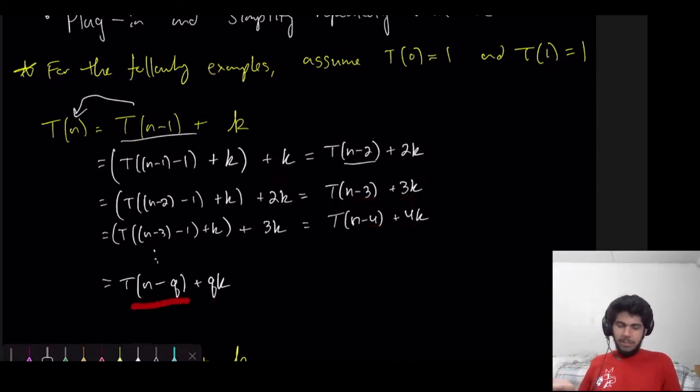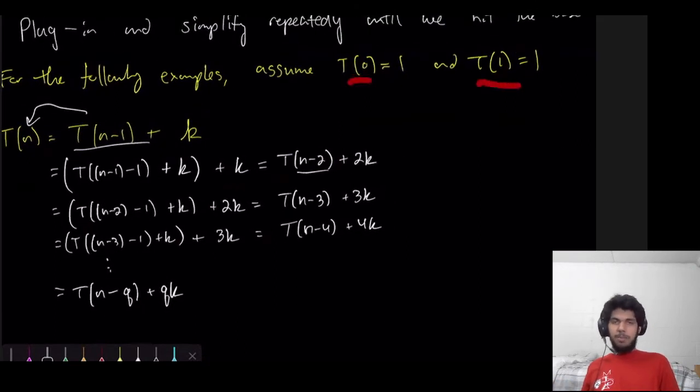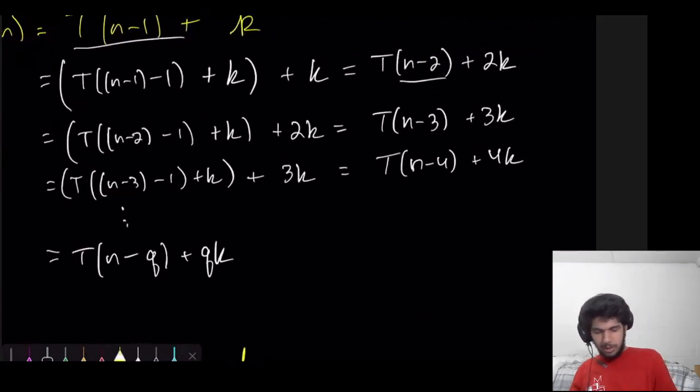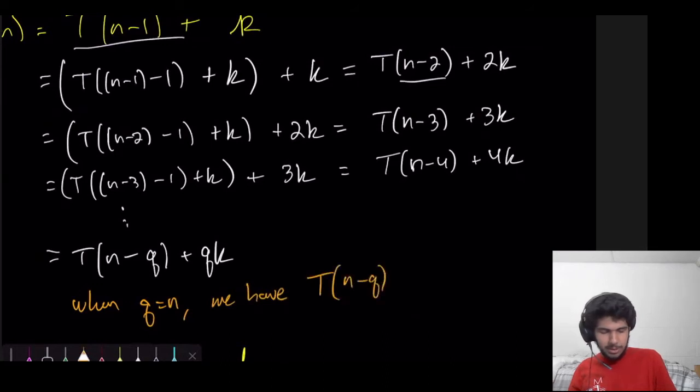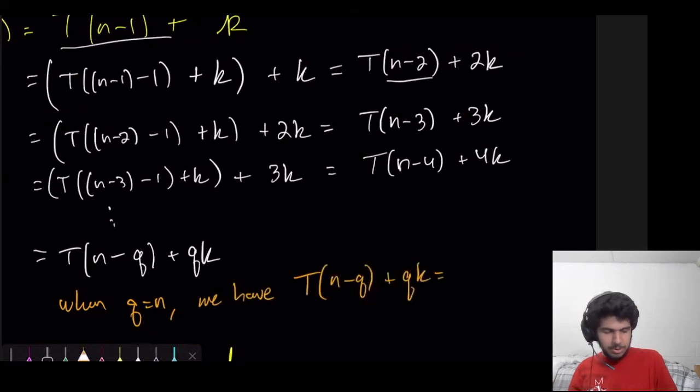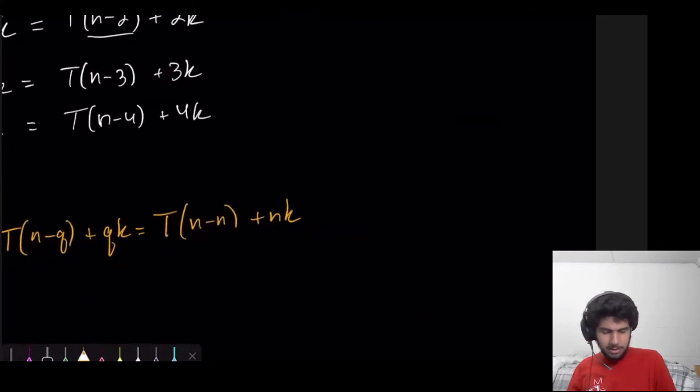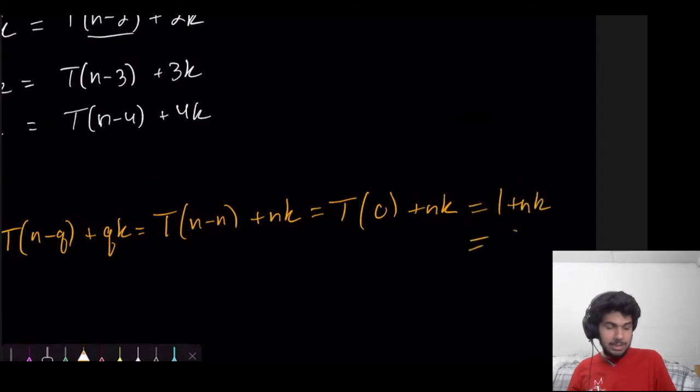And we have it in terms of these variables because we want to hit our base case of 0 or 1, right? So in this case, let me use orange. When q equals n, we have T(n-q) plus qk equal to T(n-n) plus nk. That's going to be equal to T(0) plus nk, which is equal to 1 plus nk, and that we're going to say is big O of n.